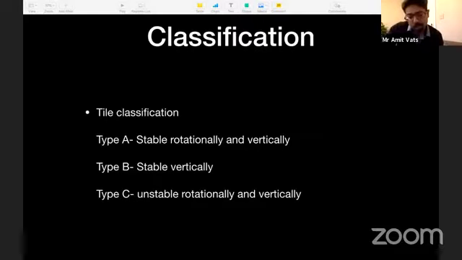Because in children, it is not an uncommon finding with the pelvic ring fractures that only one bone is fractured and the fracture is not progressing across to the other side of the ring. So it is more likely to be a stable injury. Type B is stable vertically. So these are the open book kind of injuries. And type C are unstable rotationally as well as vertically. So it's opening up as well as it is unstable in the vertical plane.